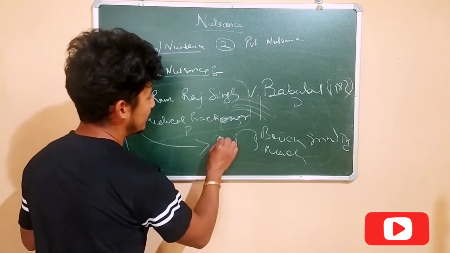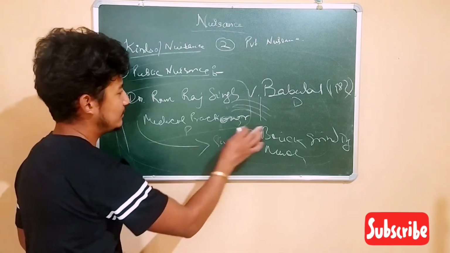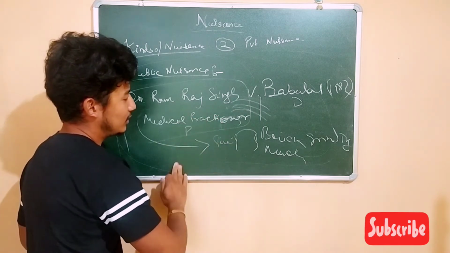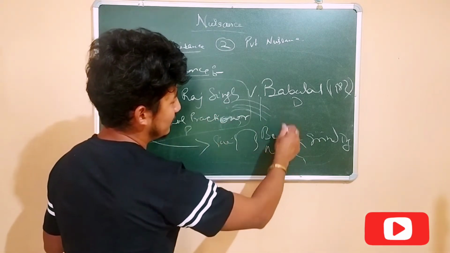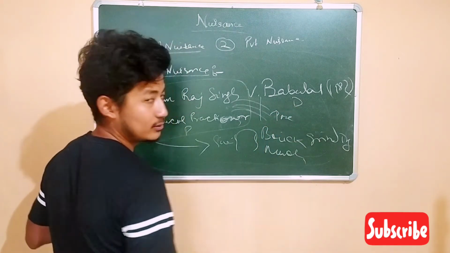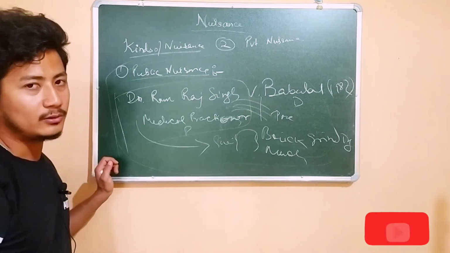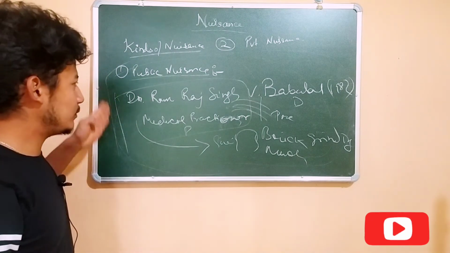Okay, a civil suit, not a criminal one, against Babulal, and the court granted him the award and issued a permanent injunction against Babulal to stop the brick grinding machine there. Okay, so this is what public nuisance is.